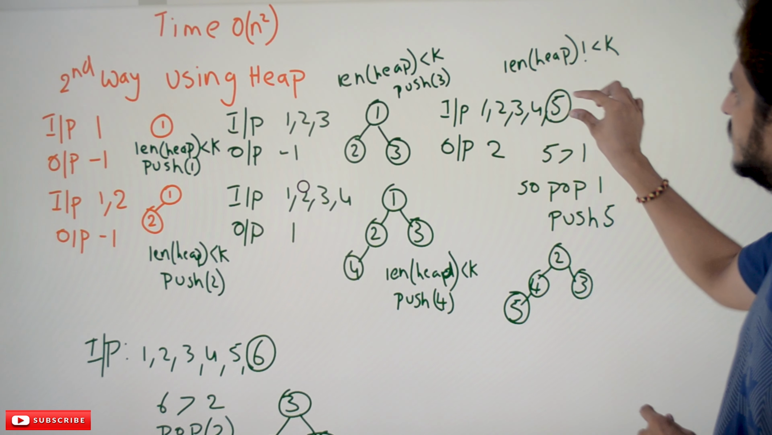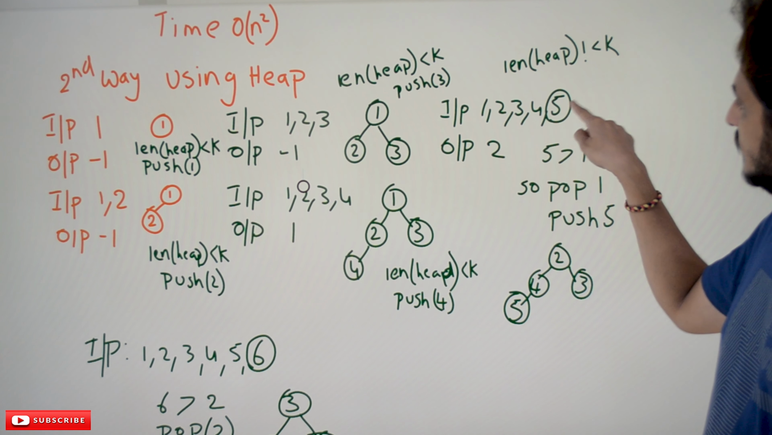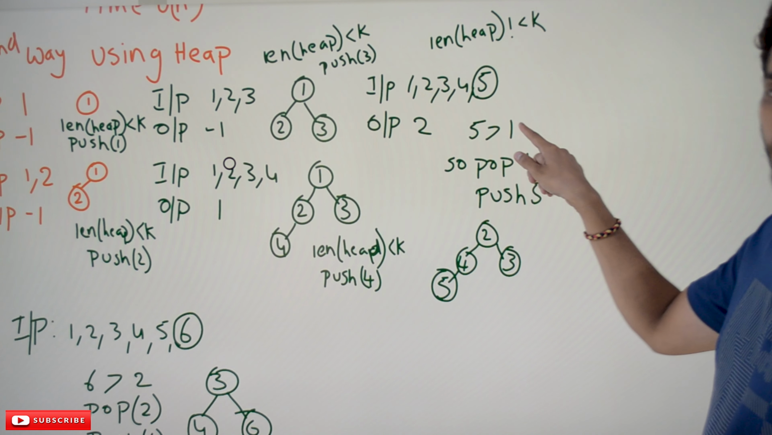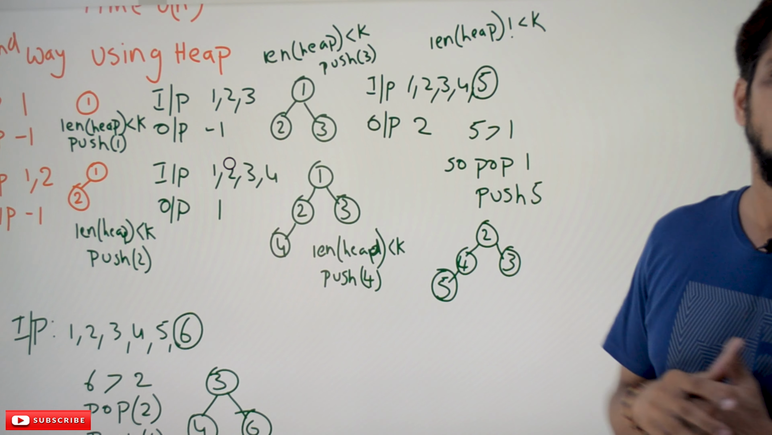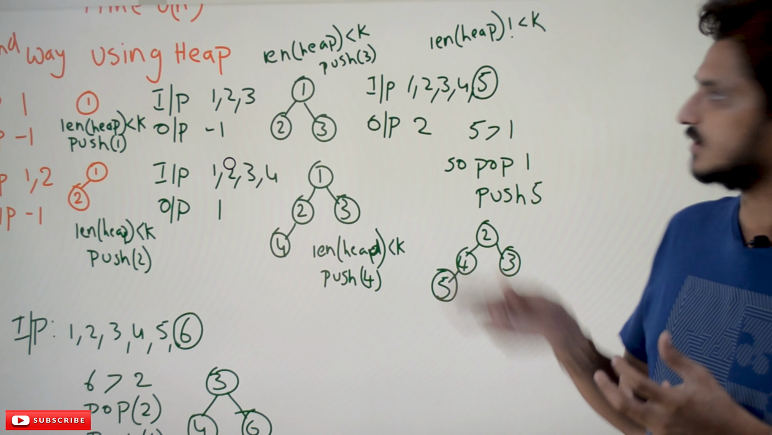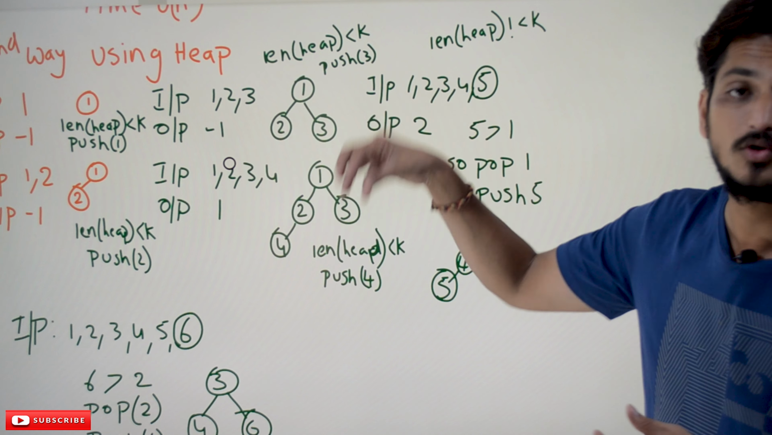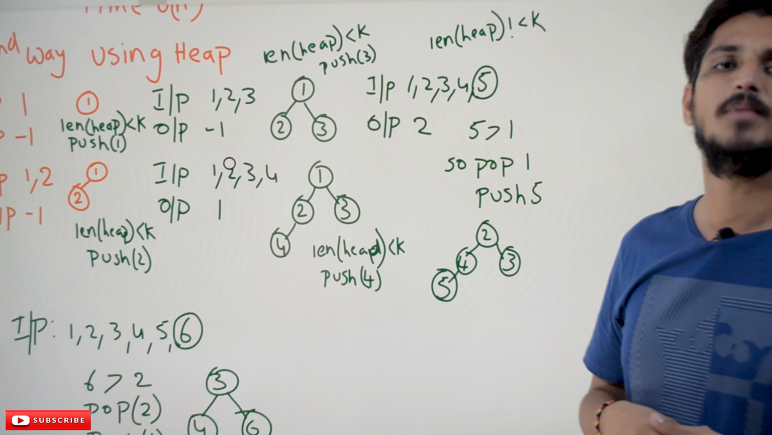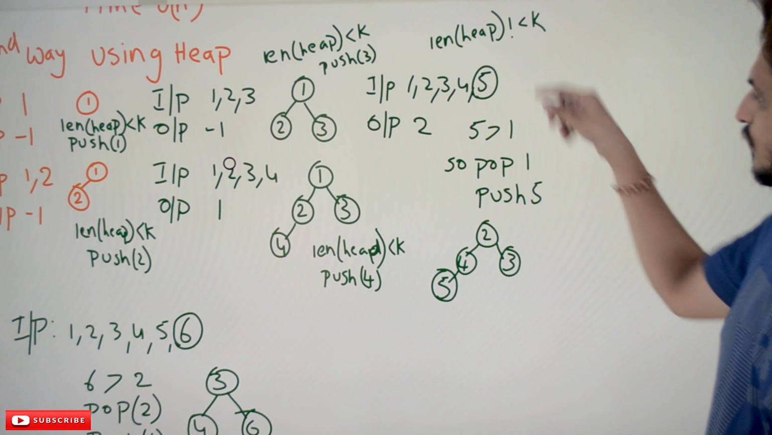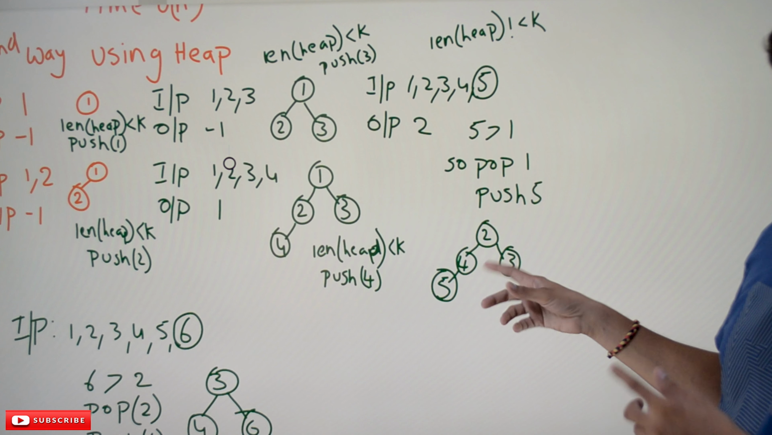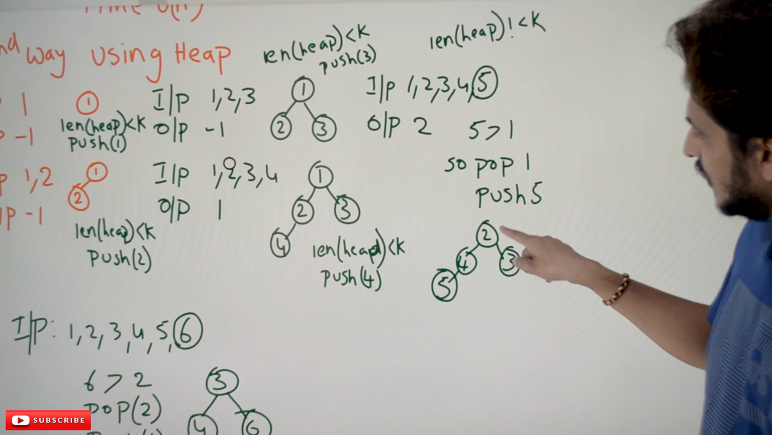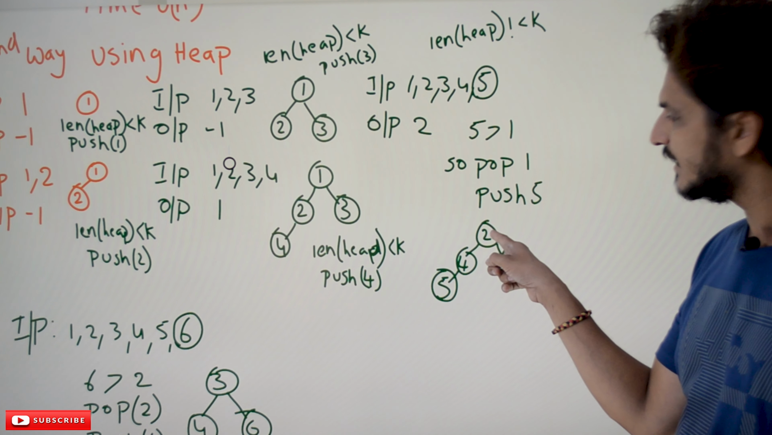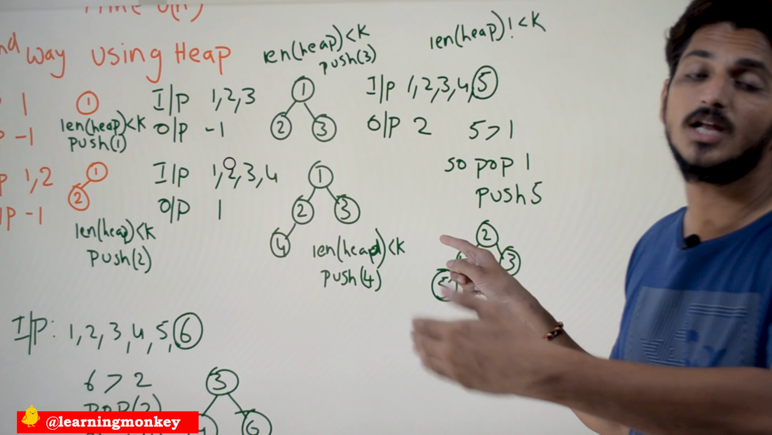So we need to check this 5 with 1. 5 is greater than 1, so pop 1 outside, because we don't need 1, because we have to insert this 5 onto the heap. Then we are going to maintain the last k largest elements. So pop 1 and push 5. Now after adjusting the heap: 2, 4, 5, 3. This is what our min heap is. Our minimum element is 2. The fourth largest element is 2.